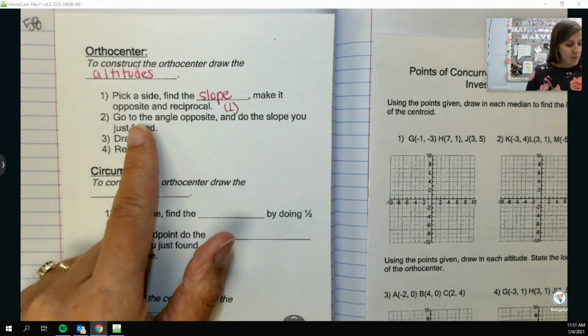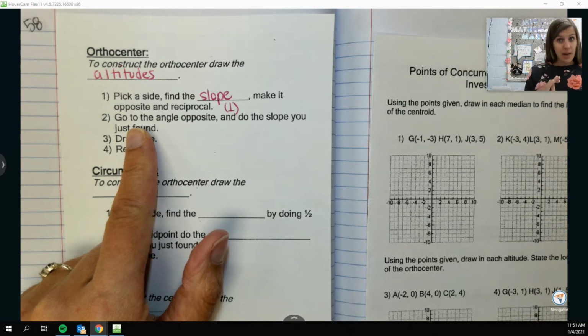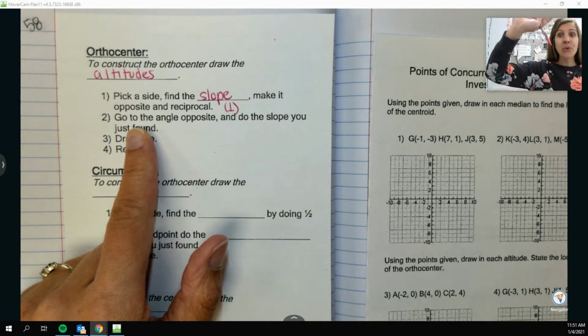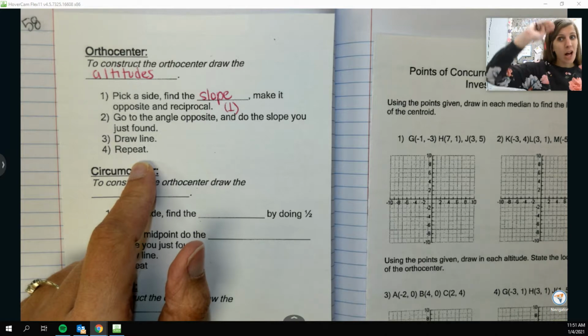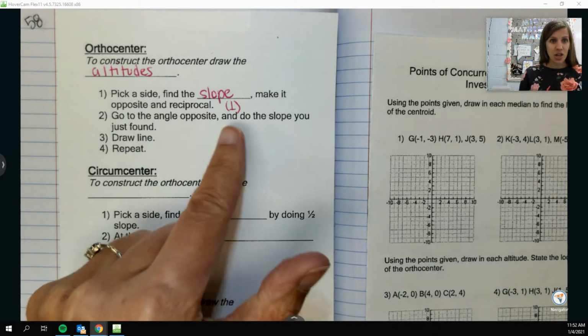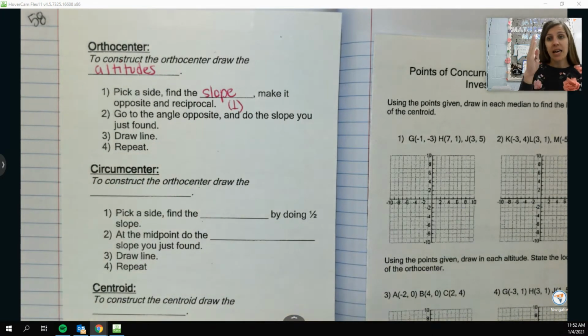Okay. So once I find the slope of that line, the weird thing is then I actually have to go to the angle opposite of that and do the slope that I just got. So starting from the angle opposite of that, which will be a point, because where two lines come together is a point, and that's an angle, I'll do the slope that I just found, my perpendicular slope, and draw a line through there. And then I need to do it at least one more time to get the altitudes.